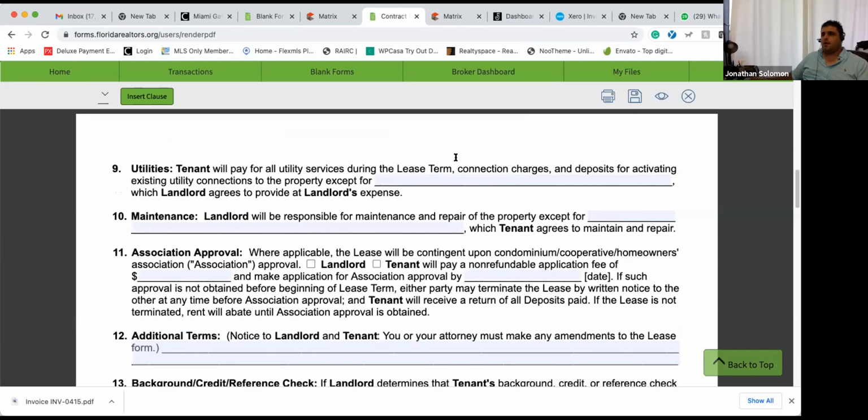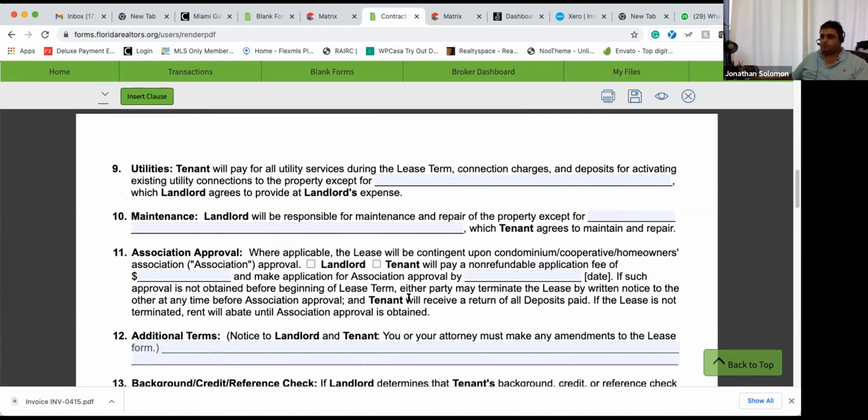Very simple. Are there any utilities that are going to be included with the lease? Any utilities that are already included in the lease and are going to be paid by the landlord, we can put them right here. Is there any maintenance that's going to be included by the tenant and excluded from the landlord? So any responsibility that the tenant will take over, we can put it right here in section number 10.